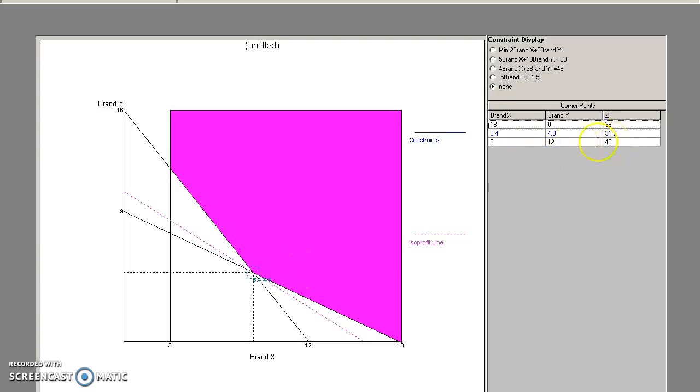By the way, here are other areas within actually the corner points. This is the lowest cost corner point right here in the middle. So it gives us our different options.